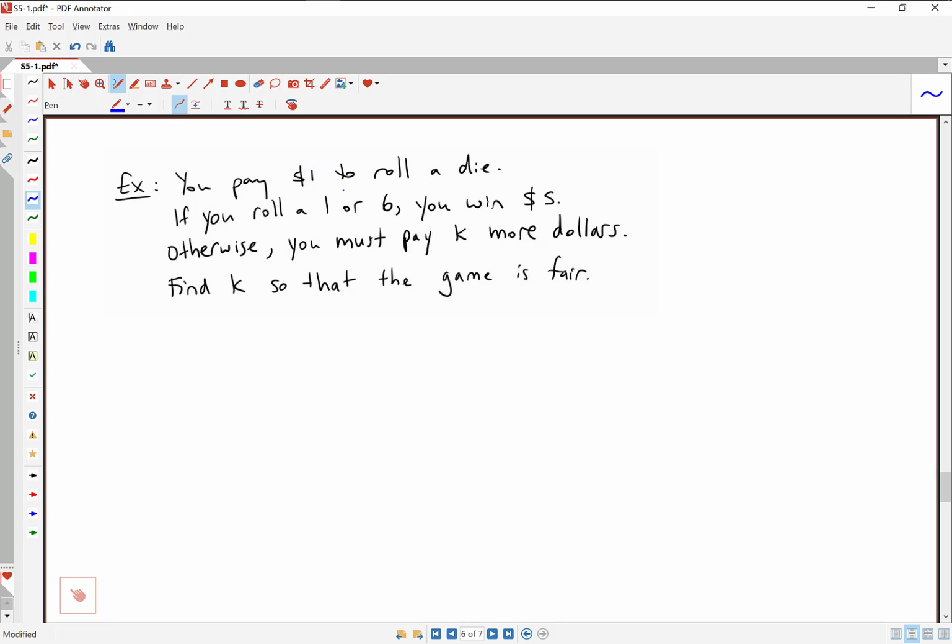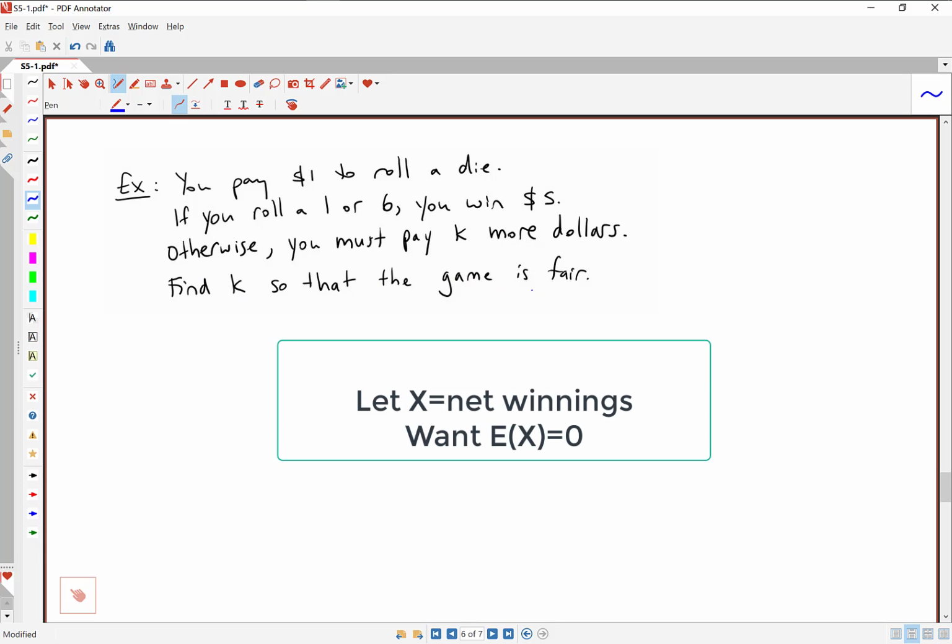Let's say you pay $1 to roll a die. We'll assume this is a fair die. If you roll a 1 or a 6, you win $5. Otherwise, you must pay K more dollars in addition to the $1 that you already paid. We want to find the value of K so that the game is fair.